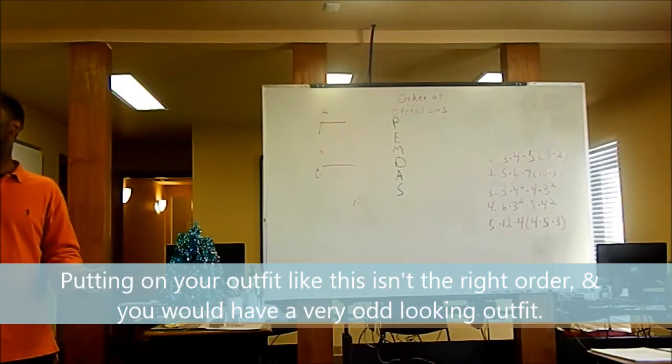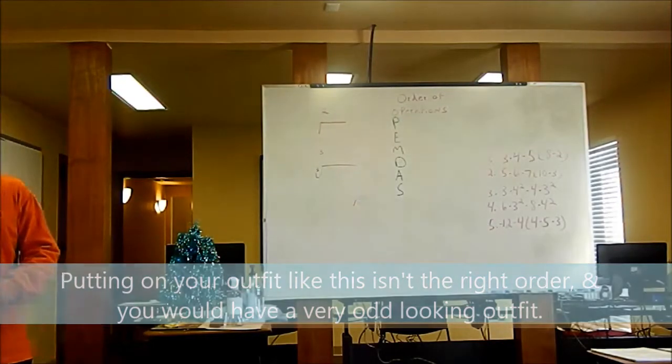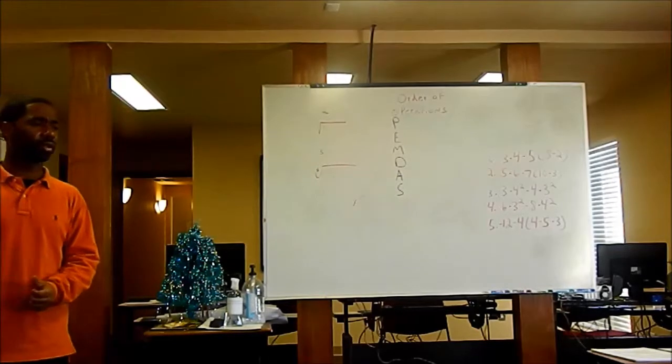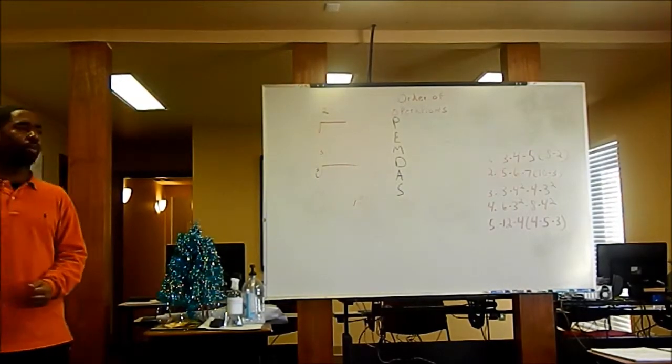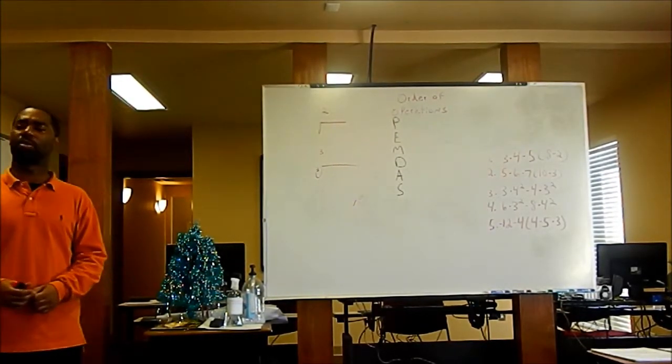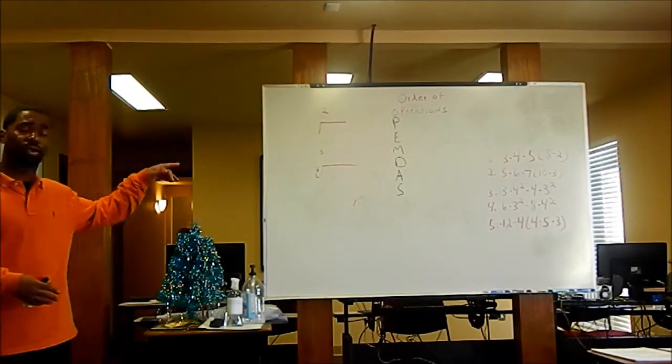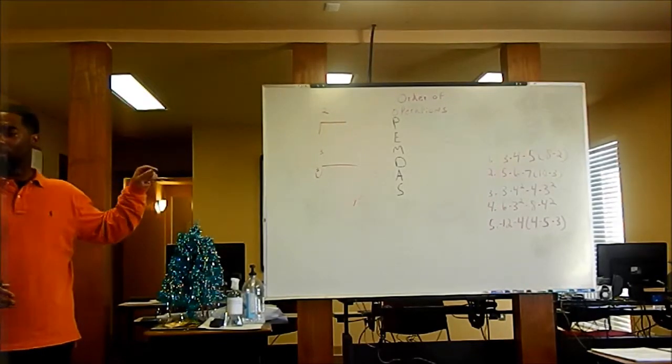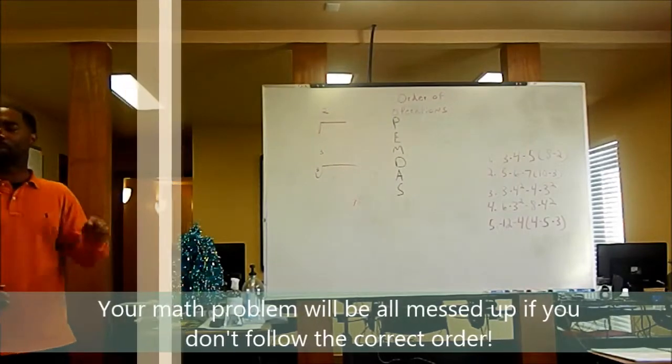Because that's not the right order. And what happens when you do that? You're all messed up. You come outside looking all messed up. When we talk about order of operations, that's the same thing that's going to happen to your math problem. If you don't do them in the right order, it's going to come out looking all messed up.